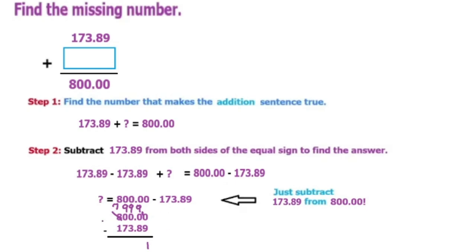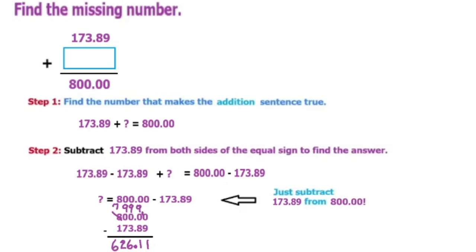So now we can do the rest of the subtraction. 9 minus 8 is 1. Don't forget to carry down the decimal. 9 minus 3 is 6. 9 minus 7 is 2. 7 minus 1 is 6. So the answer is supposed to be 626.11.